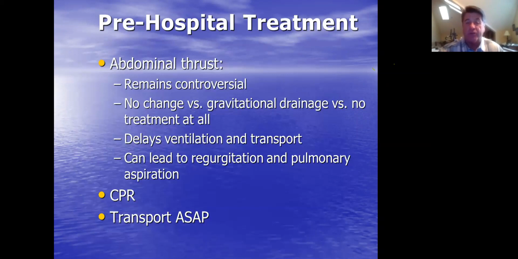You can get regurgitation and vomitus, and that can lead to pulmonary aspiration. So now you don't only have water aspirated into the lungs, you wind up with food particles and stomach acid in the lungs, which can worsen the whole scenario. CPR, of course, should be done right away. This isn't a class in BLS, so I'm not going to harp on CPR. And you're going to transport these patients as soon as possible.